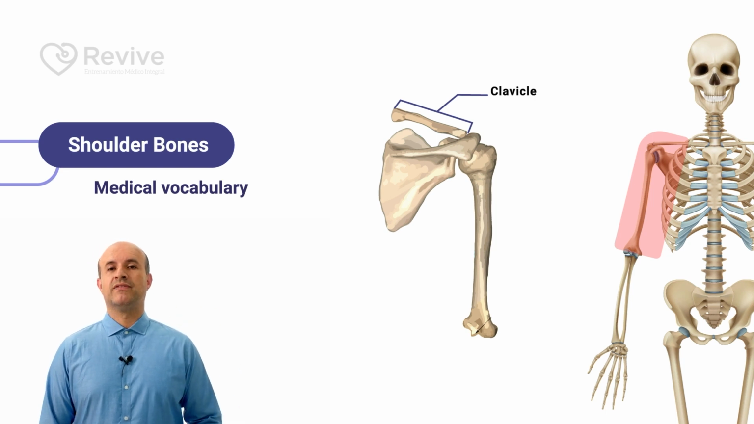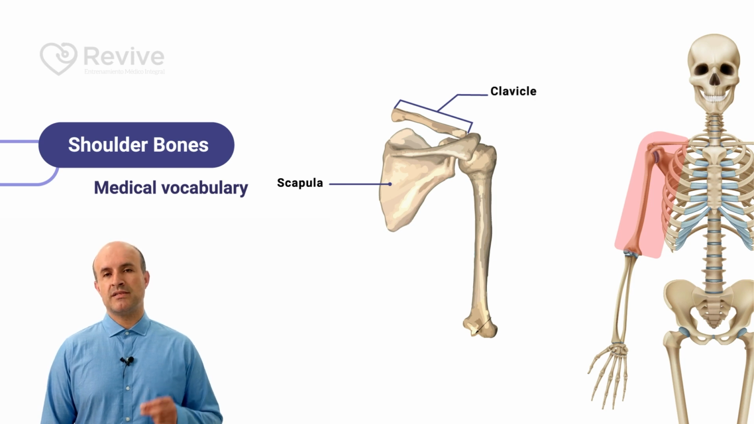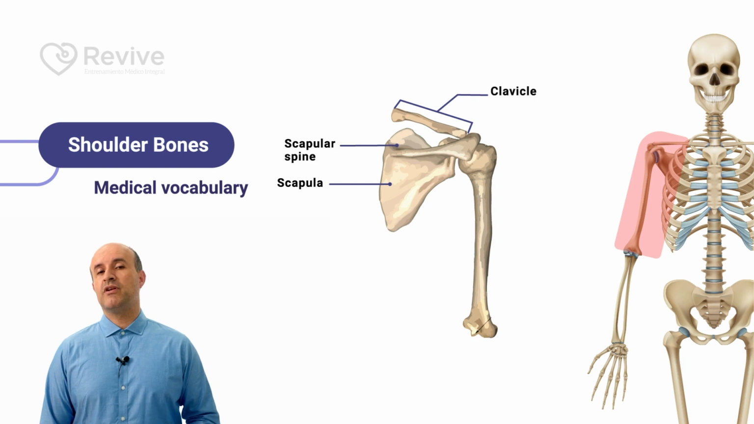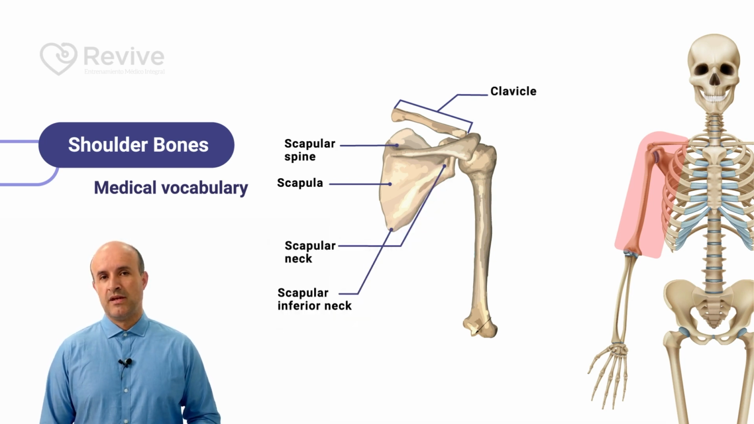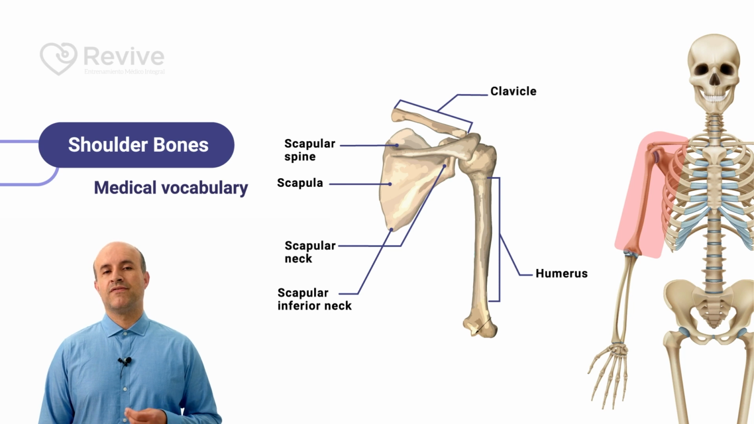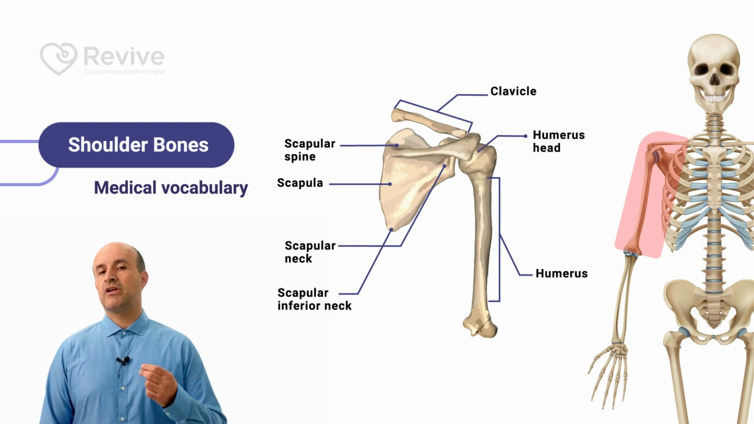Then we will have the scapula, that is constituted by three main sections: the scapular spine, the scapular neck, and the scapular inferior angle. And our last bone for the shoulder is the humerus, that can have the following sections: humeral head, the trochlea, and the olecranon fossa.